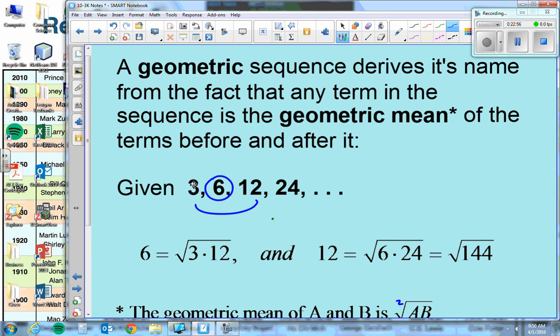Multiply the number before and the number after, you get 36. The square root of that is 6. Then for the 12, the numbers before and after have a product of 144. And the square root of 144 is 12, and that's how a geometric sequence will always work.